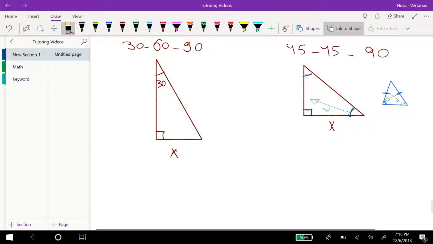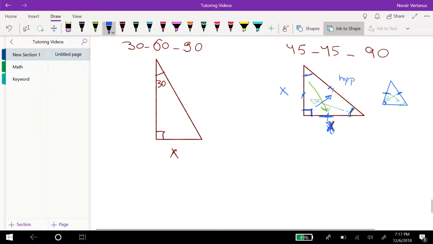So if one of them is x, the other one is also x. These are called the legs of the right triangle. A right triangle has three sides, like any other triangle, but two of them are called legs, the ones connected to the 90-degree angle. These two sides are the legs, and they're both x. The side opposite the 90-degree angle is called the hypotenuse.